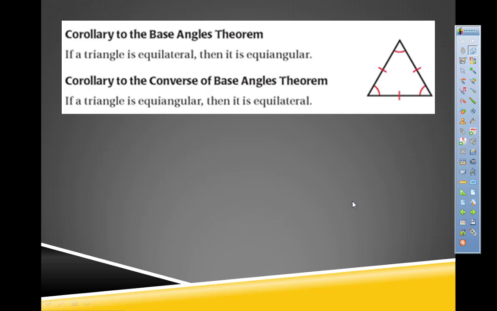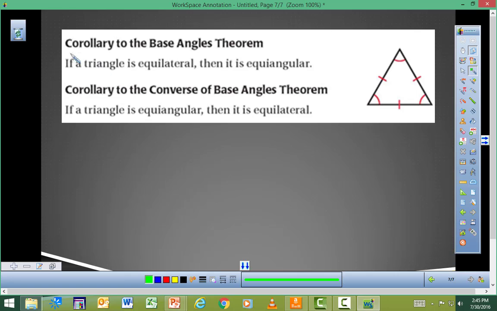Alright, so these are a couple corollaries, and it's the first time I think we've seen the word corollary. This is kind of like a theorem also. It means it's a related law or related statement to the original statement. We had a theorem, and it was called the base angles theorem. This was the original theorem. Now a corollary is a related theorem to this one, like a quick consequence of this theorem.